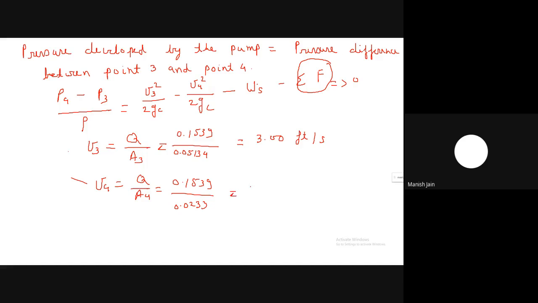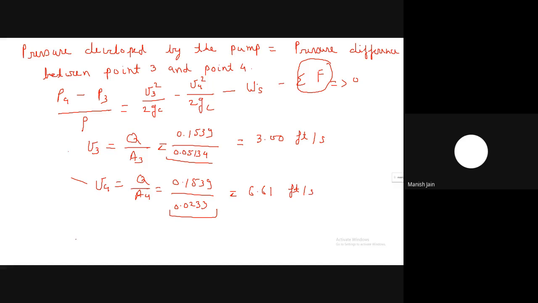So that will come around 6.61 feet per second. Check this value because I think there is some mistake here in calculation. Okay, I already had the calculation, so I could not check in between the class. Just check this value, whether it is correct or not. Okay, the process will be same.